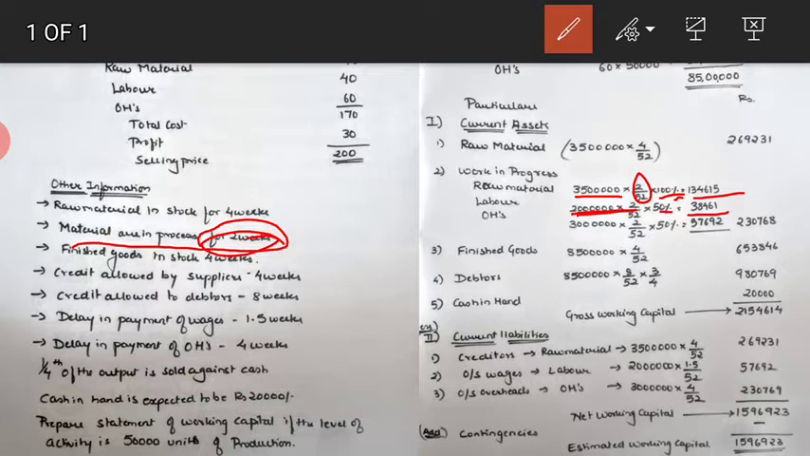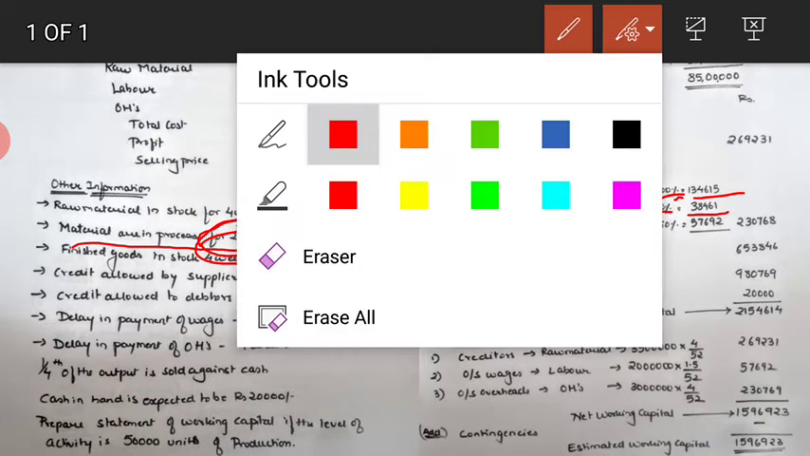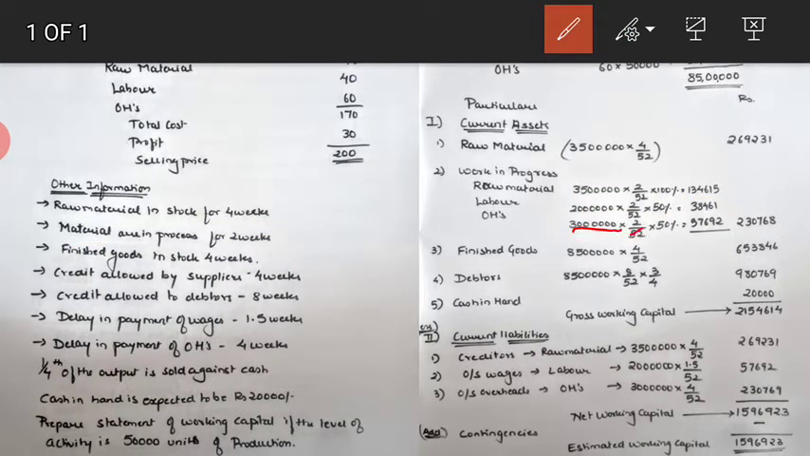38,461. Next is overheads. The total cost of overheads is 30 lakhs into the work is in process for 2 weeks. So 30 lakhs into 2 divided by 52 into again 50%. Why 50%? As discussed, raw material would be 100%, labor would be 50% and overheads would be 50%. So 30 lakhs into 2 divided by 52 into 50% gives us 57,692.